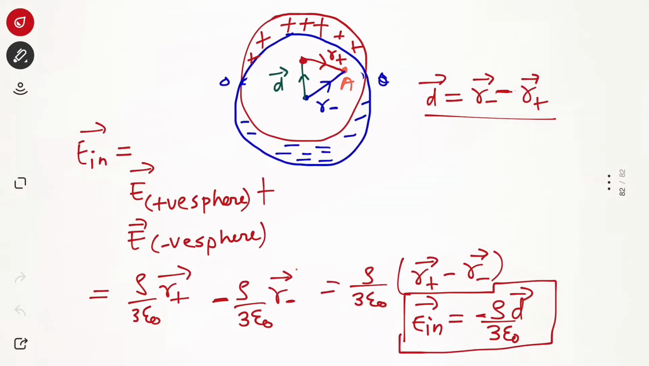Okay, so now in our analogy we have considered rho and D vector. So to find the answer we need to eliminate these two values. Now how am I going to do that? See, E inside we got as minus rho D by 3 epsilon naught.